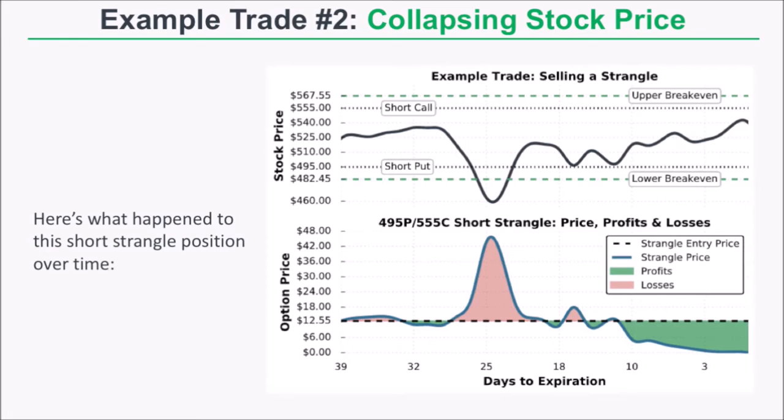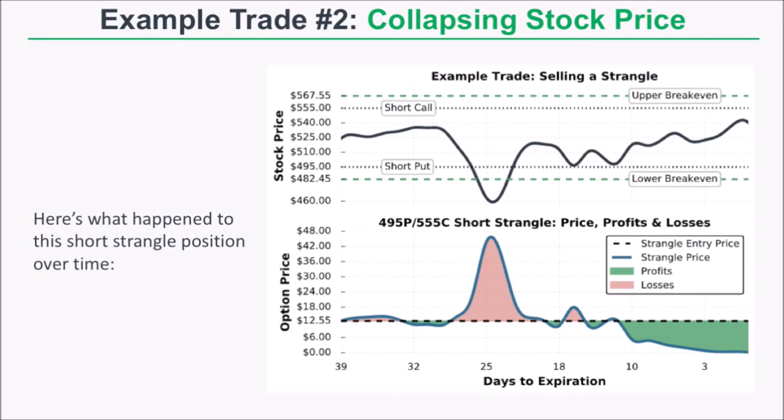Alright, so again, in the top part of the graph, we're looking at the changes in the stock price relative to the short call and short put strike prices, and we're also looking at the break-even prices. Now on the bottom part of the graph, we're looking at the strangle's price and any corresponding profits or losses we have relative to that price.